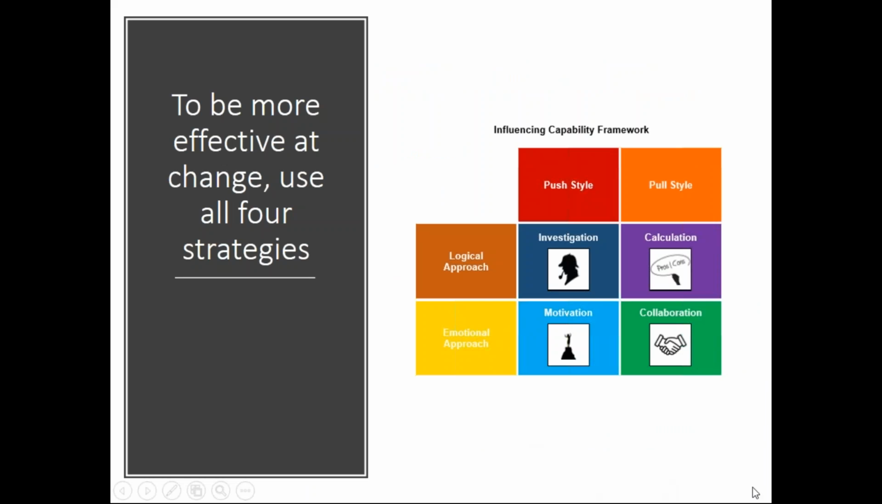Okay. So what's the message out of all of this for you and me? Well, the message is pretty simple, and that is to be more effective at change. In other words, any influencing is about change. You need to use all 4 strategies. So the idea is not to just default back to your preferred style, but to try different strategies and approaches and experiment with that.